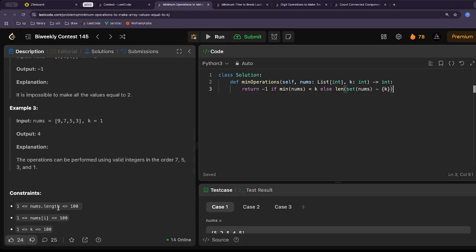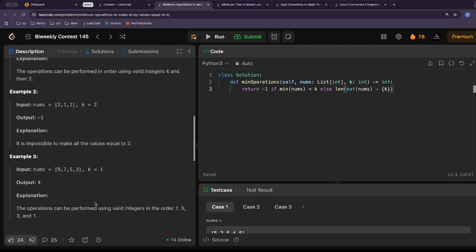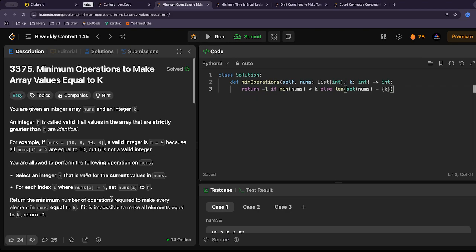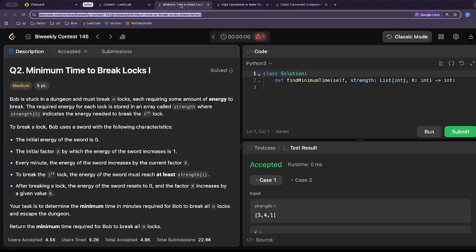So, the sizes. Notice that I didn't even look at the constraints. That's not a good practice. You should always pay attention to the constraints. But here, it was clear that we had a linear solution, so that's the best you can do. You have to read the input. Okay, so let's go to Q2.